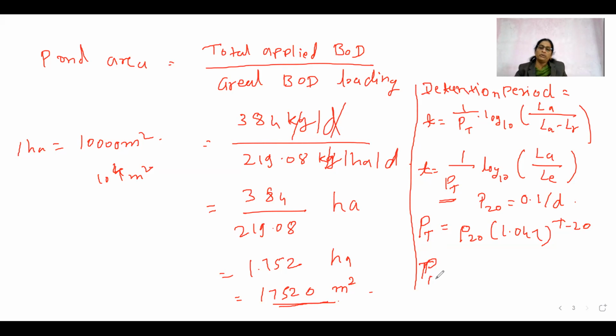So here I will write P10. I want to find out P10, for finding the detention period at a temperature of 10 degrees Celsius. So P10 is equal to P20, already given to you as 0.1, into bracket 1.047 raised to 10 minus 20. From that you can calculate P10. Let me know the answer.